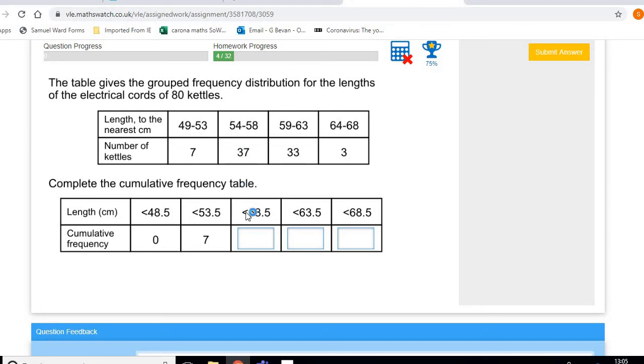And then cumulative frequency up to 58.5 is 7 plus 37, which goes in here. And then we do our answer plus 33, goes in here. And that answer plus 3 will go in here. So it's like a running total.